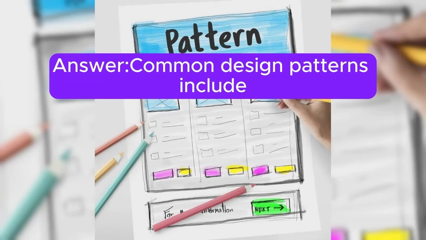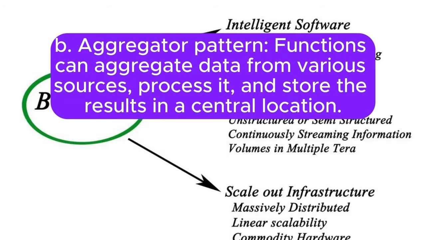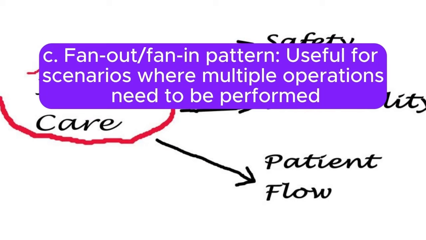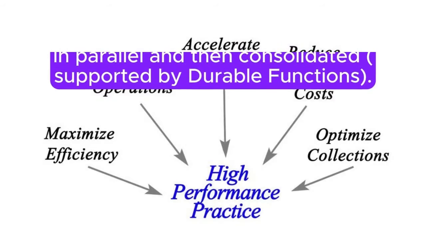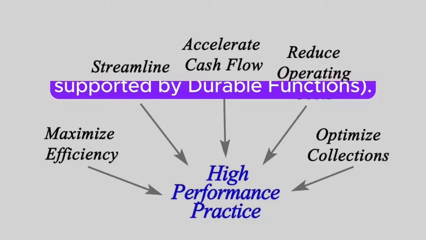35. What are some common patterns used with Azure Functions? Answer. Common design patterns include A. Event-driven architecture. Functions are triggered by events, making them ideal for integrating different systems. B. Aggregator pattern. Functions can aggregate data from various sources, process it, and store the results in a central location. C. Fan-out or fan-in pattern. Useful for scenarios where multiple operations need to be performed in parallel and then consolidated, supported by Durable Functions.